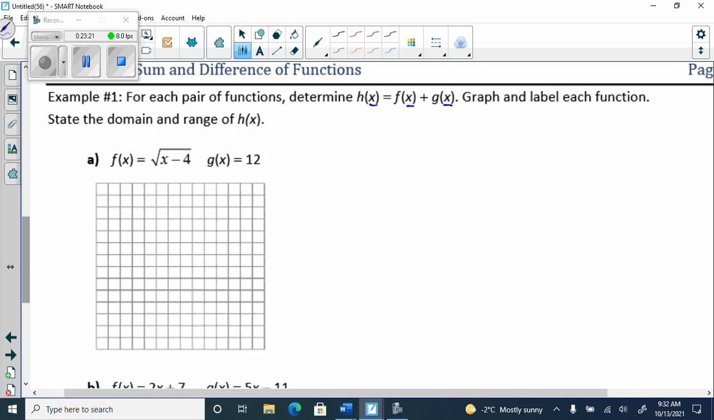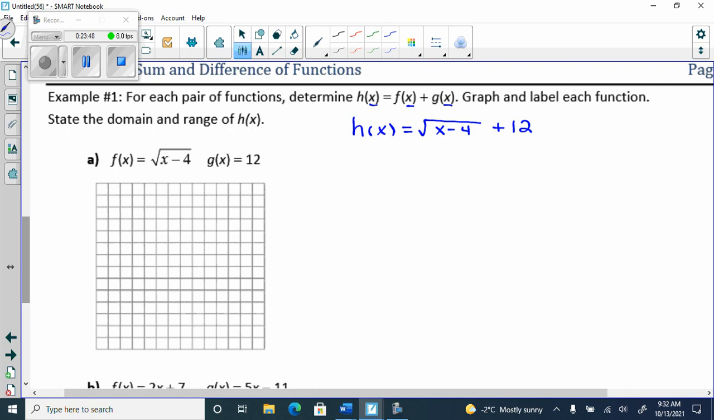Okay? We're going to do this without our calculators because if you can understand how to do these without your calculators, you'll ace every single question. Because it's not that bad. So we're going to go h of x equals f of x, which is square root of x minus 4, plus g of x, which is plus 12. We agree? Yes. Okay.